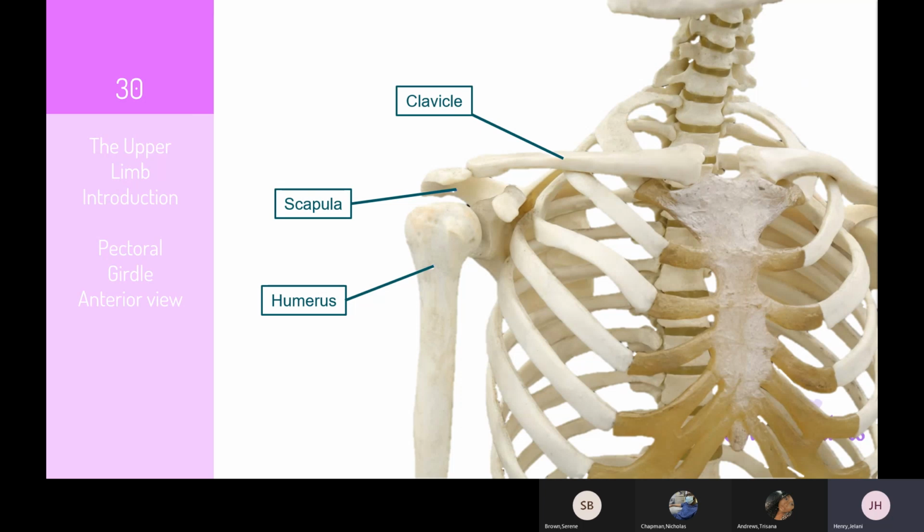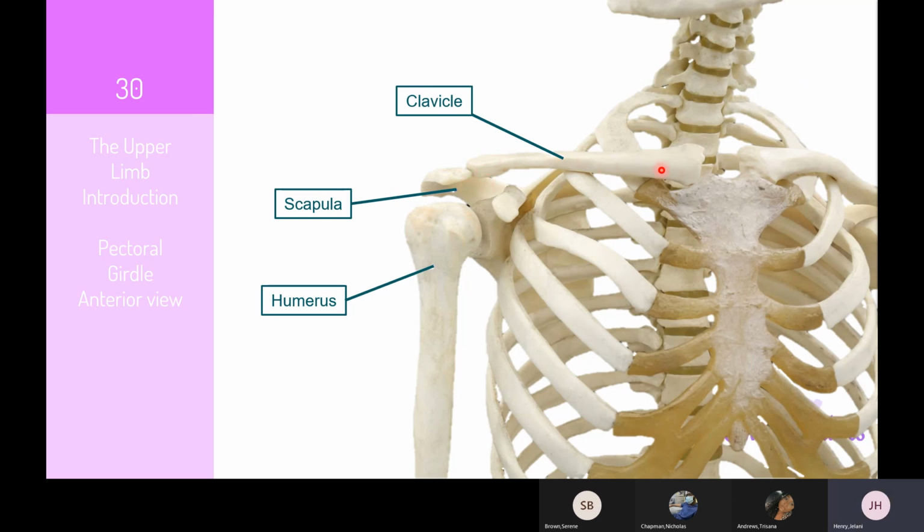Right. So what you're looking at here now is the bones that attach the upper limb, well, the bone that attaches the upper limb to the trunk. And this is referred to as the pectoral girdle, right? The pectoral girdle is a limb girdle, the limb girdle of the upper limb. A limb girdle is just defined as bones that articulate or attach the limb to the axial skeleton, right?